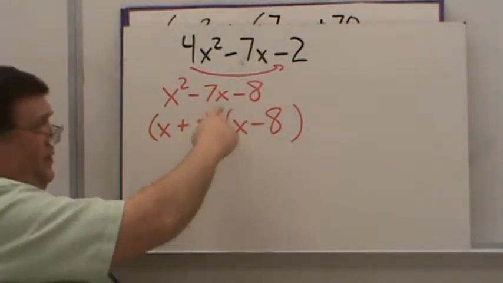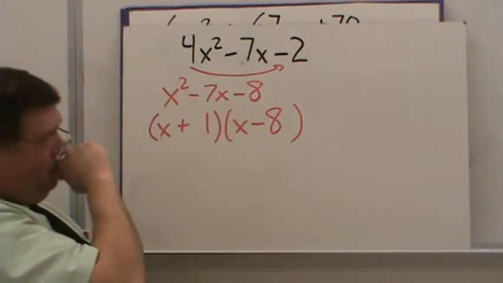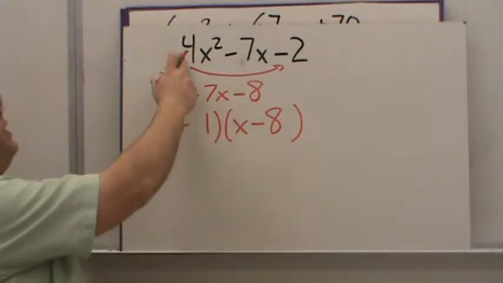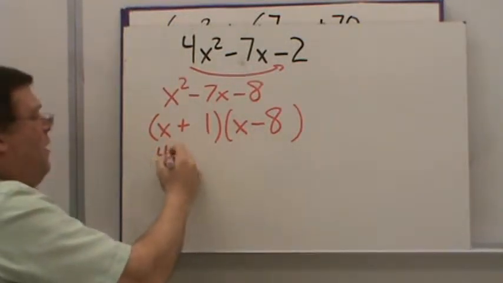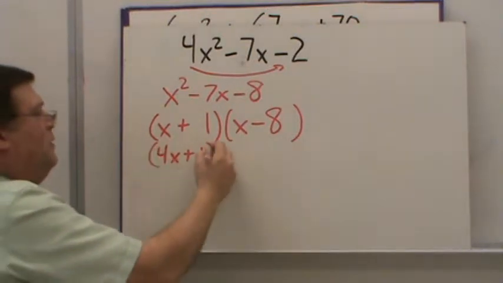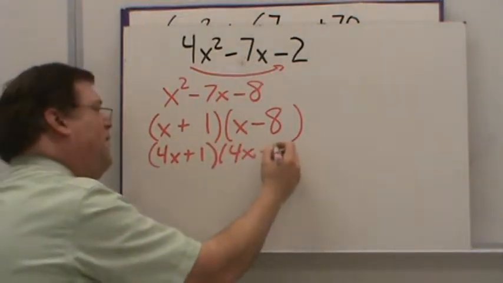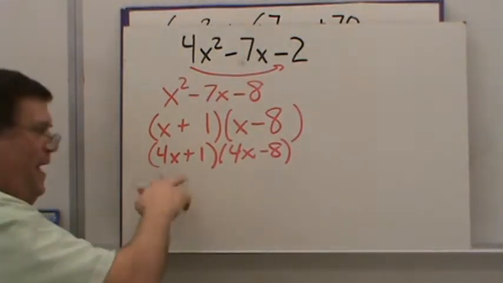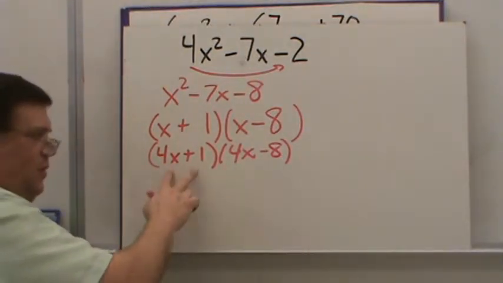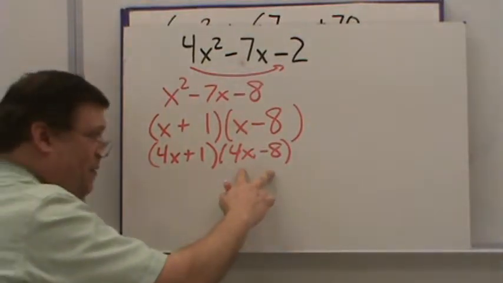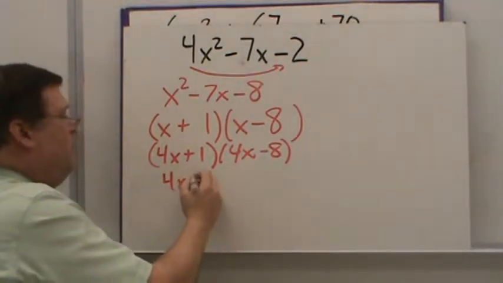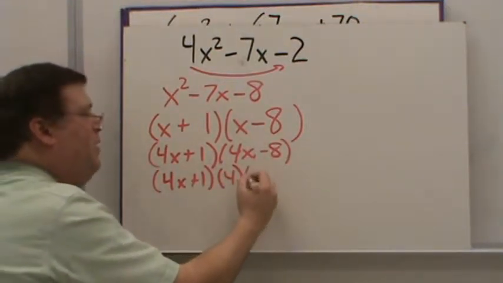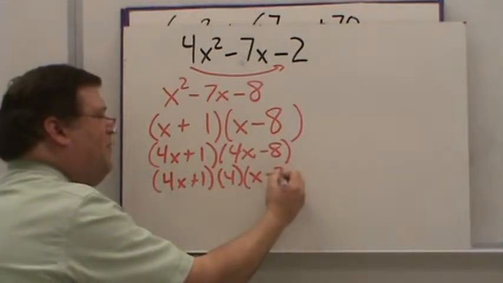So now I've successfully factored this trinomial, but that's not the original. To go back to the original, I need to substitute the ax. It was 4, so it's going to become 4x plus 1 and 4x minus 8. Then I'm going to factor out any common factors from here and here. No common factor in here, but this one's got a common factor of 4. So I have 4x plus 1. I'm going to factor out a 4 from here, dividing these both by 4, I get x minus 2.